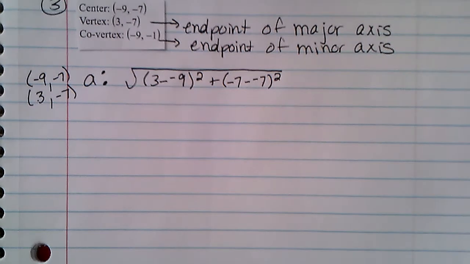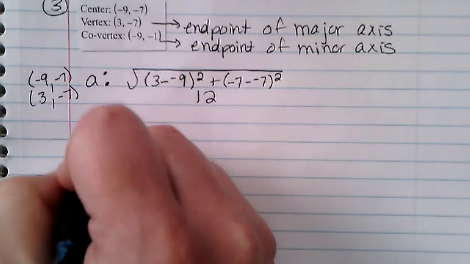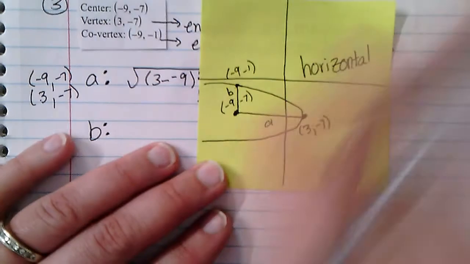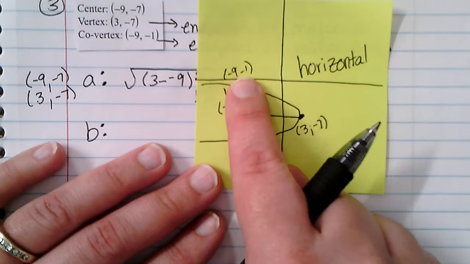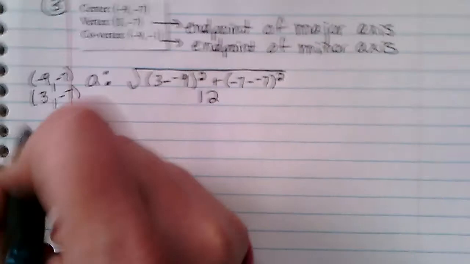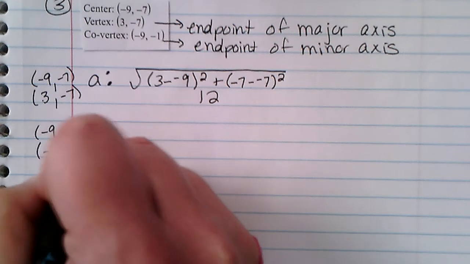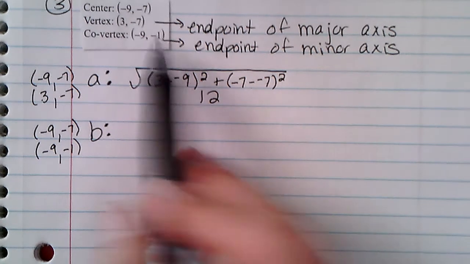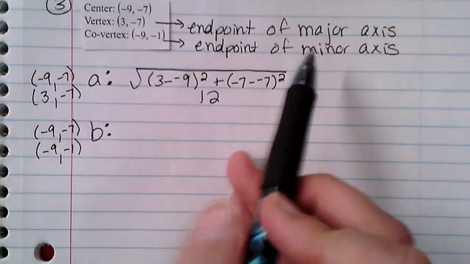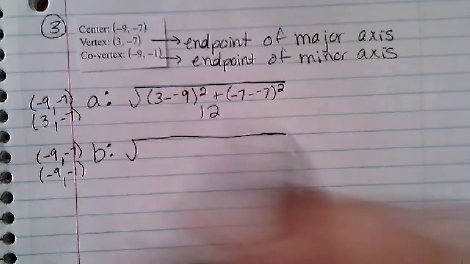If you need help with that, let me know. I've done that in a set of notes, so I'm not going to do that here. But when you type it in the calculator, it is 12. So your A value is 12. Then our B value, that's going to be the center to the co-vertex, -9, -7 to -9, -1. So I'm going to do, again, the distance formula, now using those other two numbers. The reason I needed to sketch that out, remember A has to be your major axis, B has to be your minor axis. You cannot get those flip-flopped.